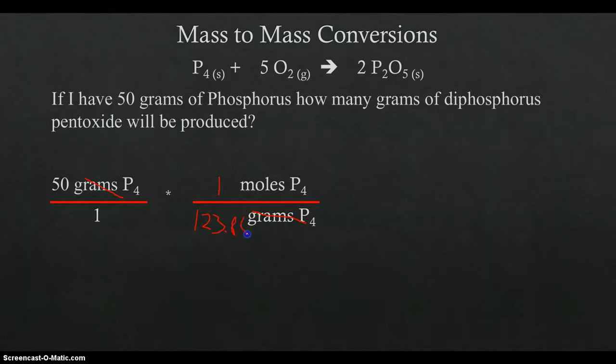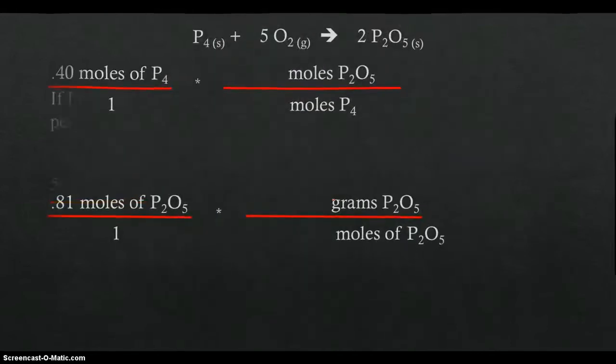Ooh, that's a horrible 8 there, but we'll live with it. And then I'm going to go ahead and do my math, and I should end up with, let's see here, 50 divided by 123.88. My answer should end up being 0.4 moles of phosphorus, which you'll see as we move on to this next step. That's what I've got there. So now I have moles of phosphorus. So I've made my first step, and now I'm going to move on.